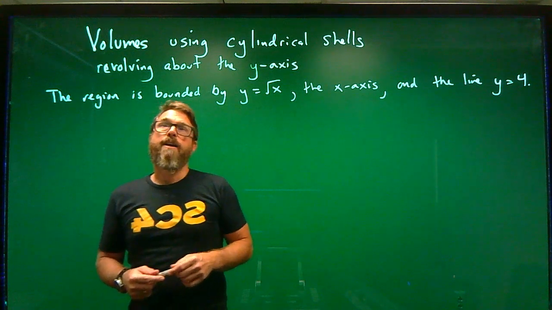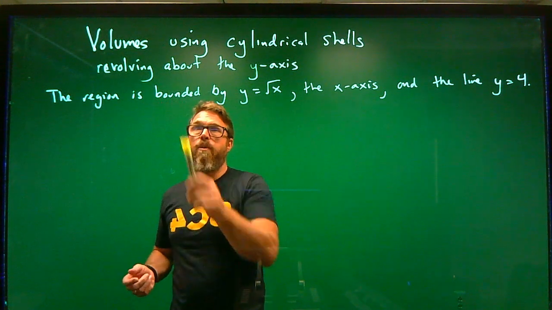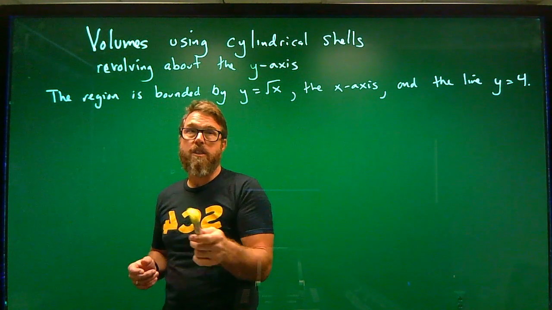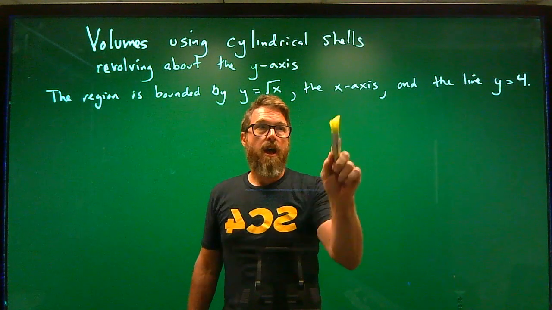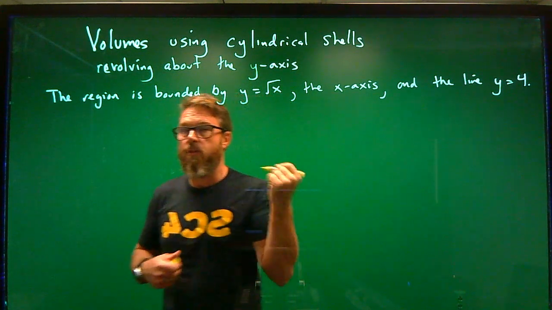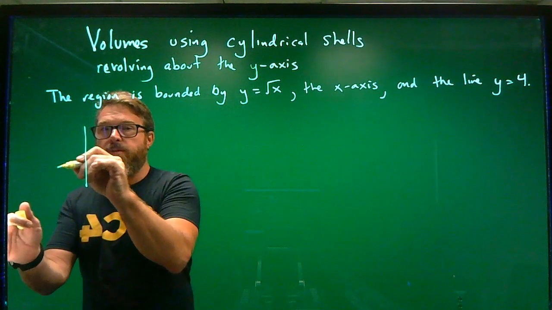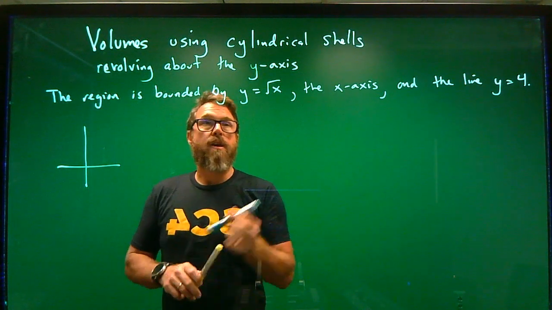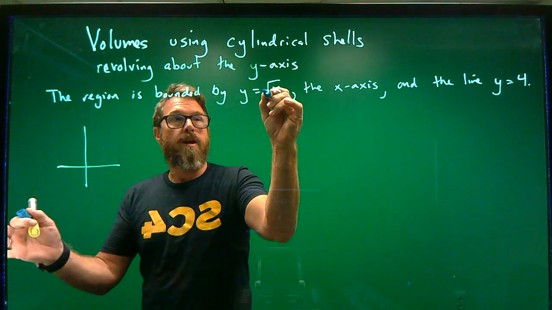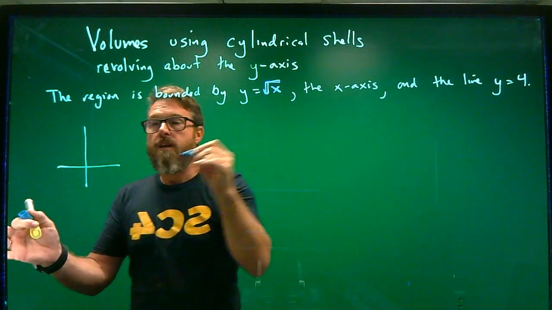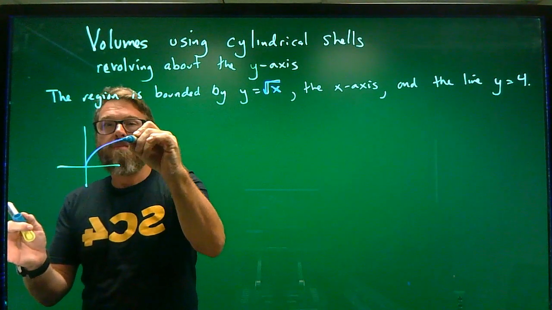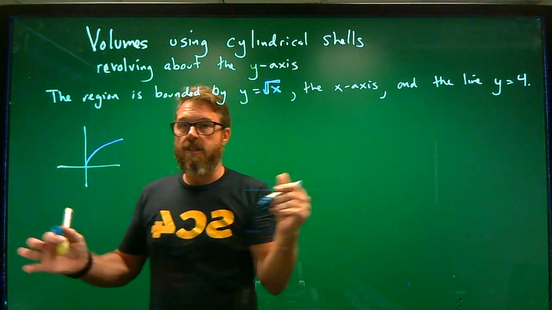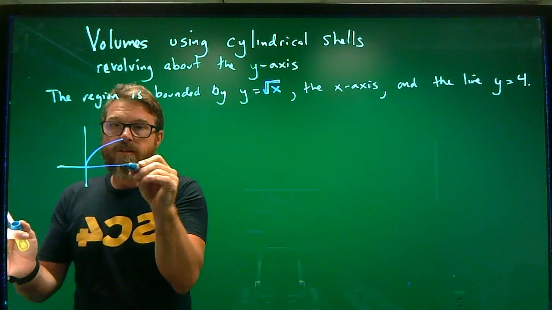We're going to find the value using cylindrical shells by revolving around the y-axis. So the region is going to be bounded by the square root of x, the x-axis, and then y equals 4. So let's put our curve in here. It's nice to know what it looks like. So what I know is y equals root x. I'll put this in blue. So root x is going to be this. And then the x-axis, which is going to be this.